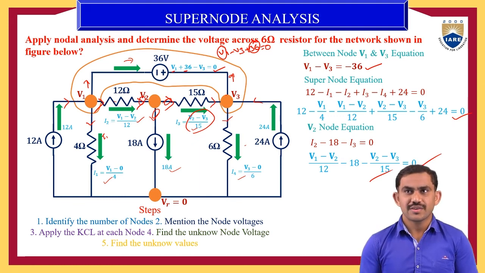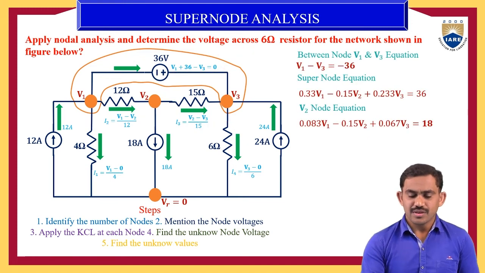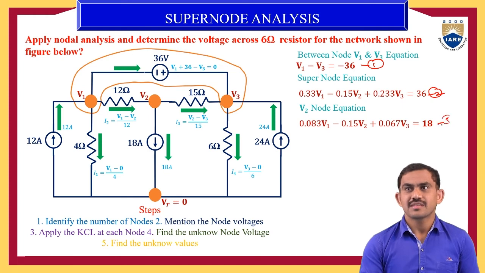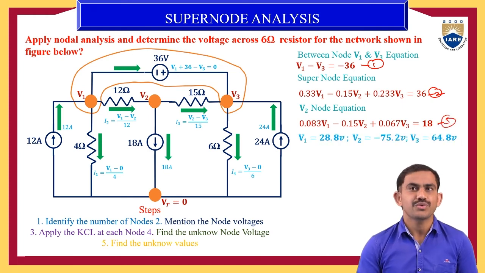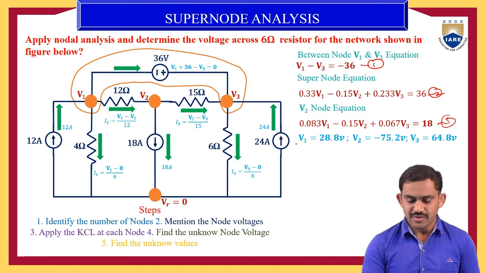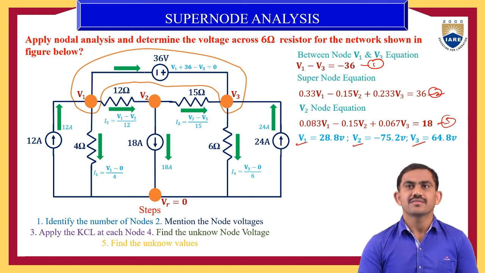So these are 3 equations and 3 unknown values. Just solve those 3 equations, and you will get the 3 unknown values. We have equation number 1, equation number 2 and equation number 3. So 3 equations, 3 unknown values, and we'll get the V1, V2 and V3 values.